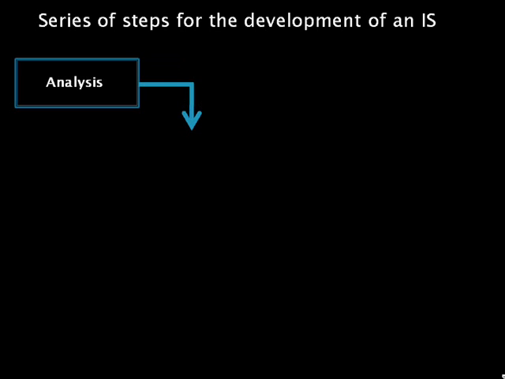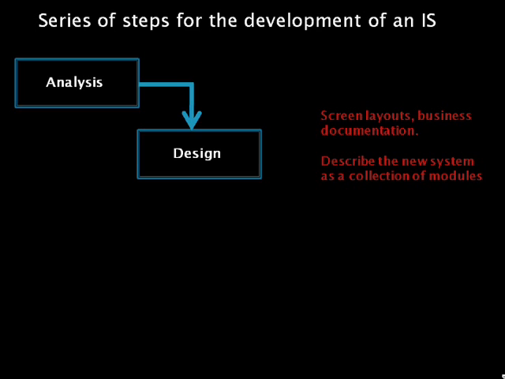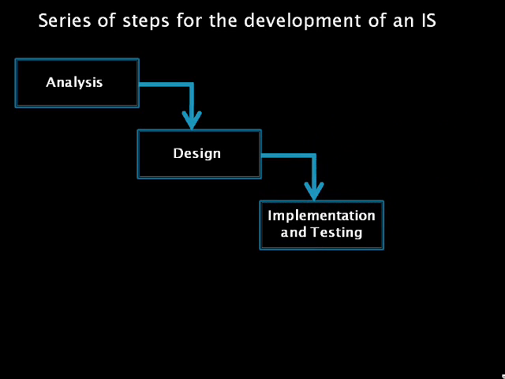Then, we have the design phase. Design functions and operations are described in detail, including screen layouts, business rules, process diagrams, and other documentation. The output of this stage will describe the new system as a collection of modules or subsystems. In the third phase, that is, the implementation and testing phase, new hardware and software are acquired, developed, and tested.